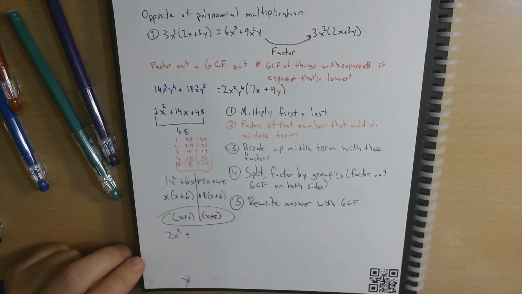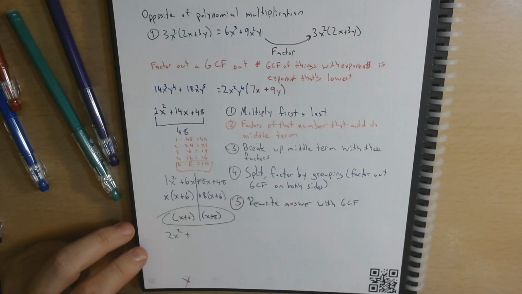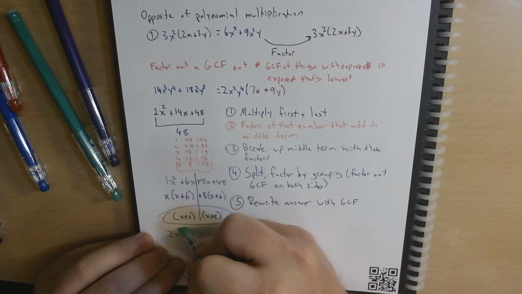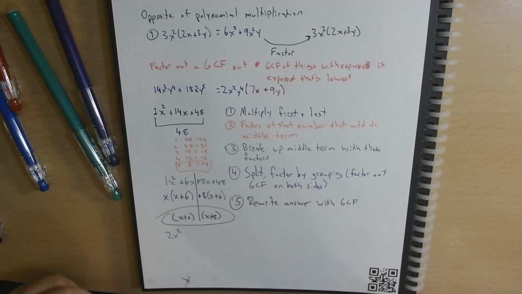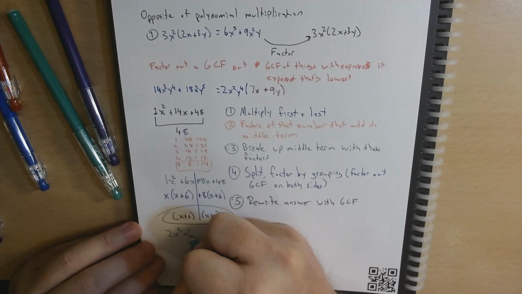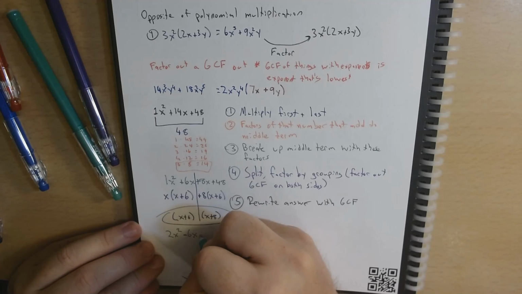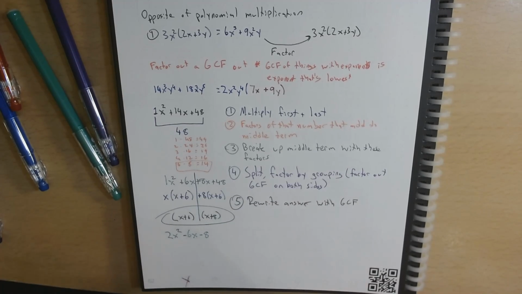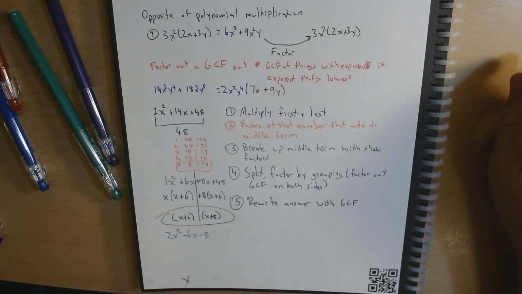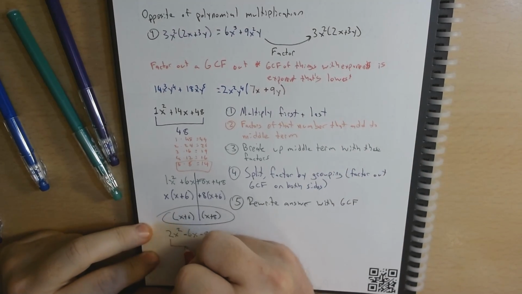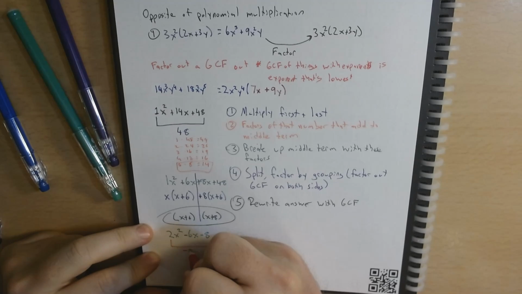You have 2x squared minus 6x minus 8. It's the same steps though. You just got to be aware of negatives. By those you get negative 16.